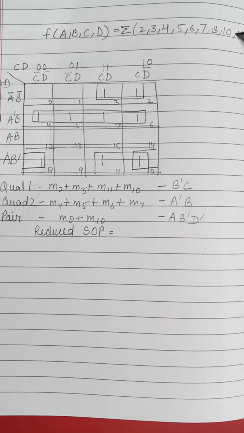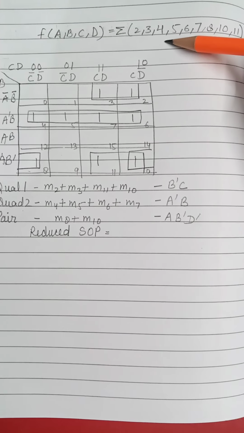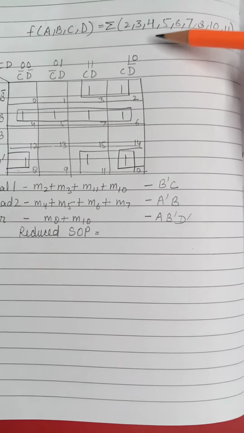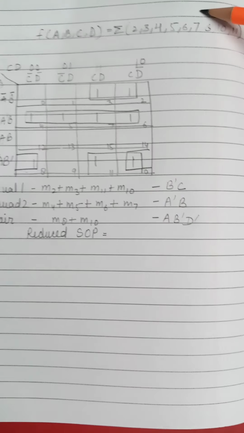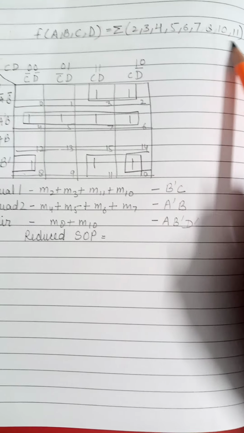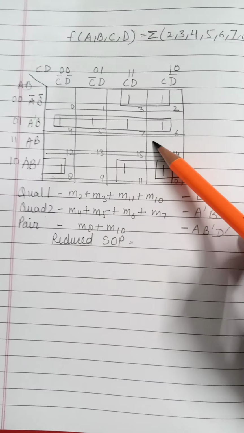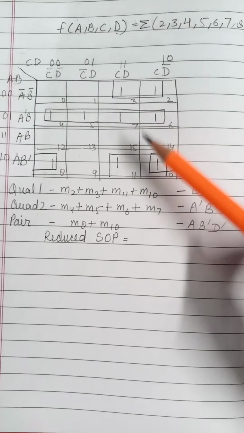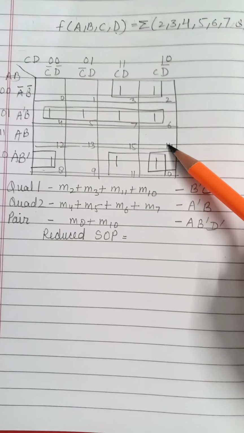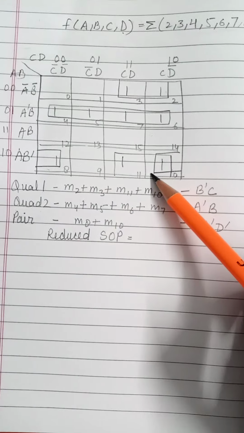Girls, in the first question, part A, you have to reduce this expression, okay? SOP. Fine. So you have been given these terms. You will be making the K-map first. 4 variables are there, so total 2 to the power 4, 16 blocks, 16 squares will be there.